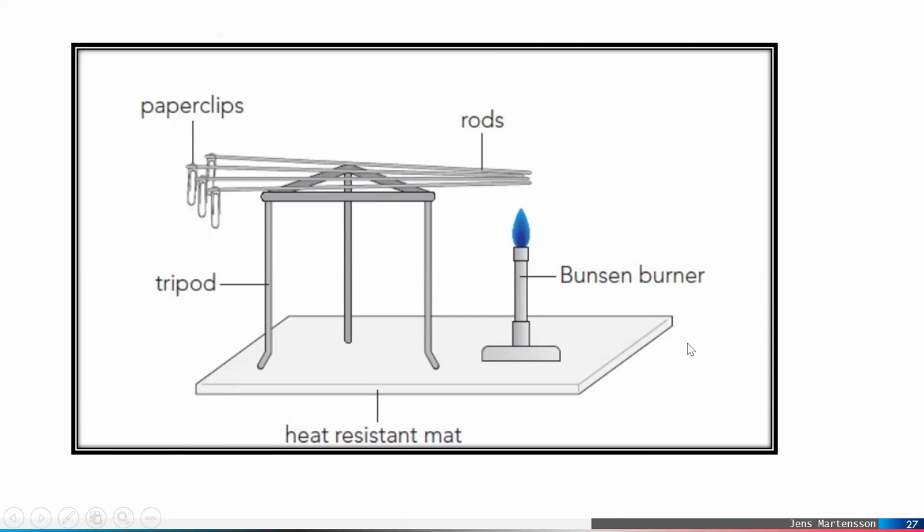Here we have an investigation. It's just an example to represent how we can predict which ones are the more conductive elements. If you have a Bunsen burner and a tripod, and you place 3 or 4 rods of different materials on the tripod, and then you turn on the Bunsen burner, the first part of the rod starts to gain heat energy.